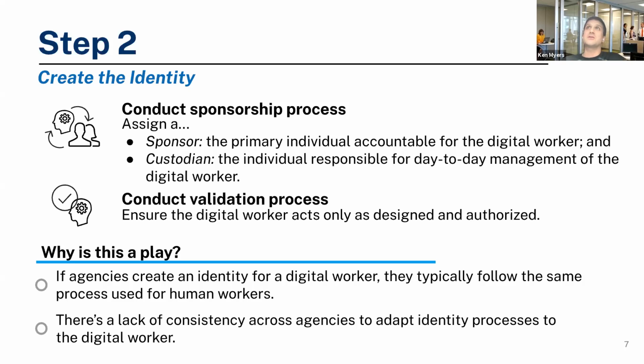The second part of step 2 is conducting a validation process. This goes toward the identity governance functions of life cycle management. Some of those points are access reviews, with access reviews being about least privilege: the idea that you should only have as much access as you need to complete a task.